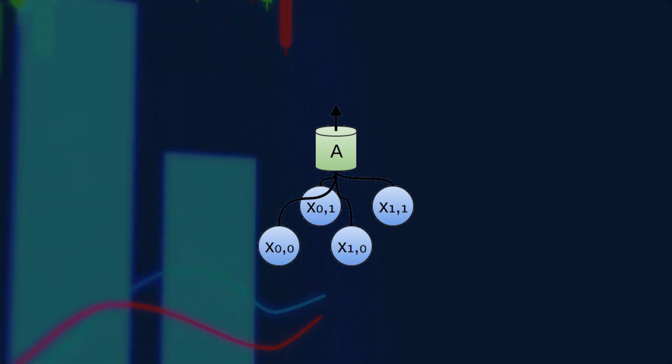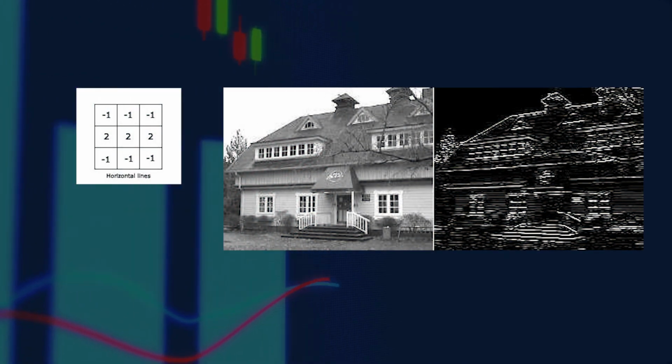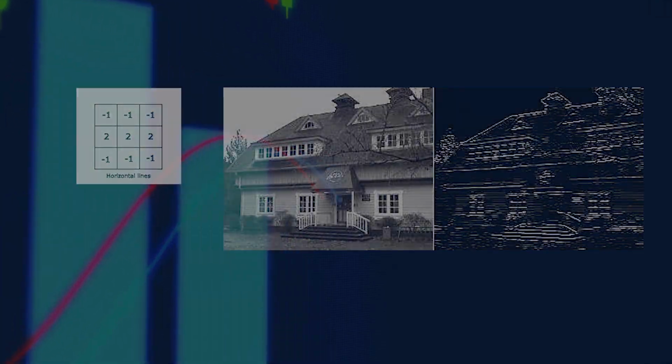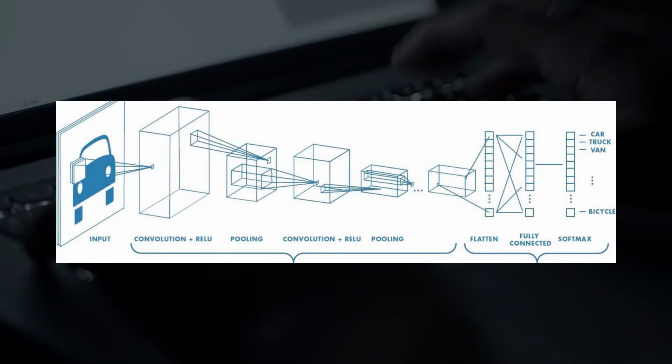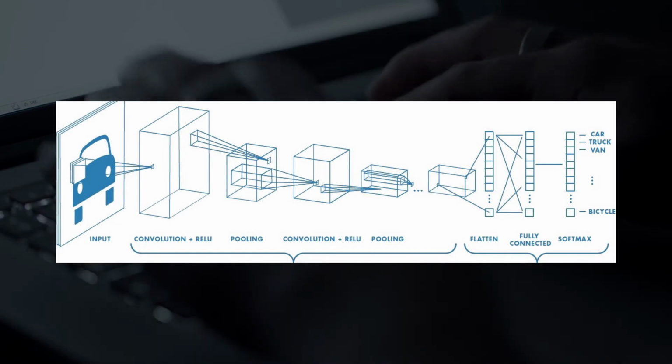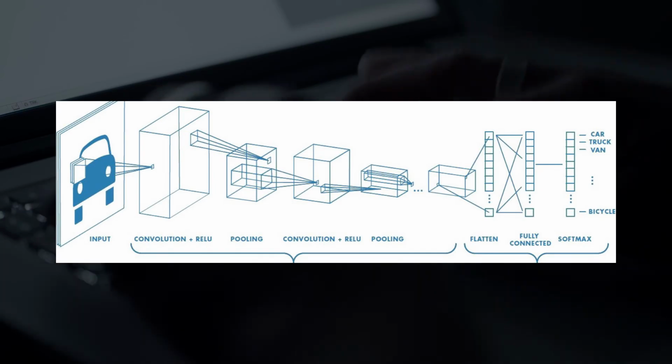A convolution is essentially passing a kernel over the image in order to detect features. Here's an example of a convolution designed to detect horizontal lines applied to this image of a house. These convolutions act as the eyes of the computer, but the brain is made up of fully connected, or dense, layers, and this is the part that actually does the classification between oranges and apples.